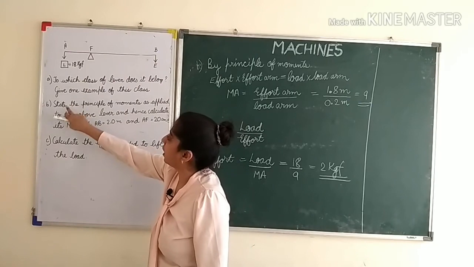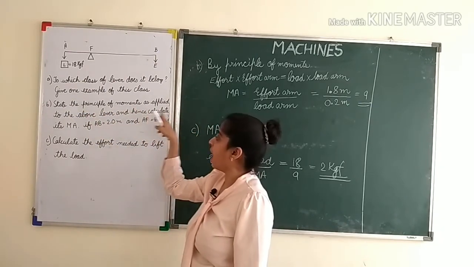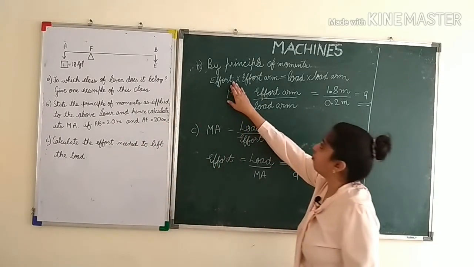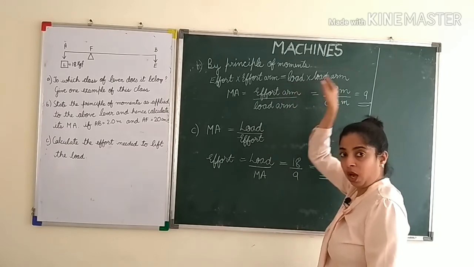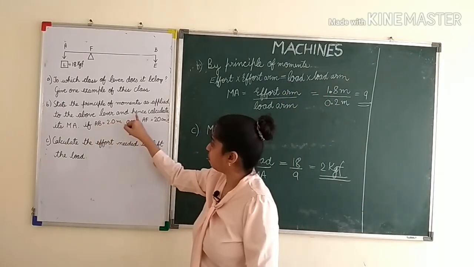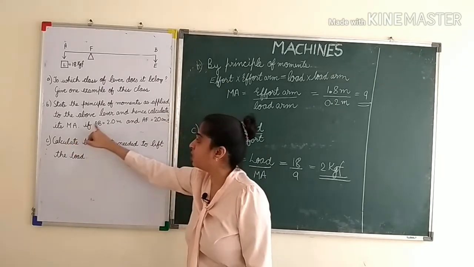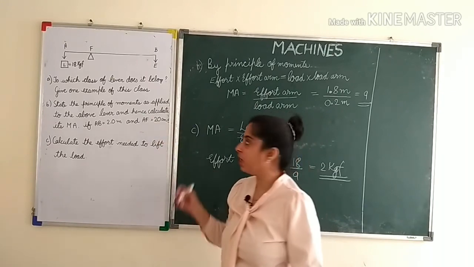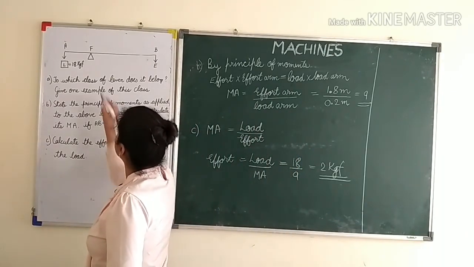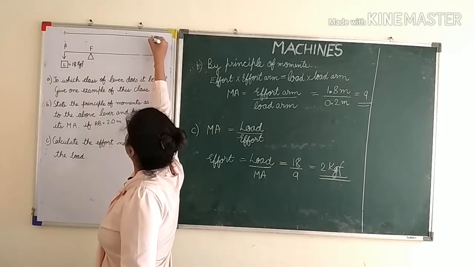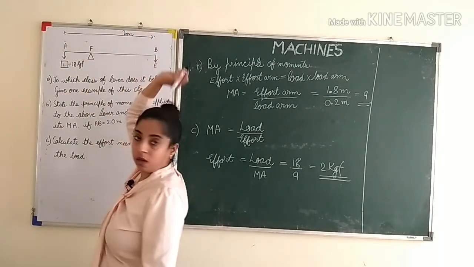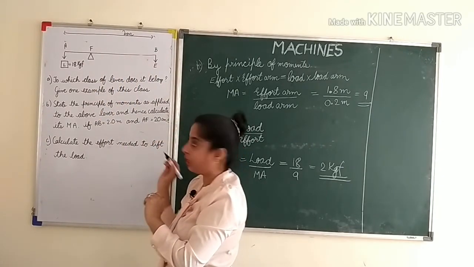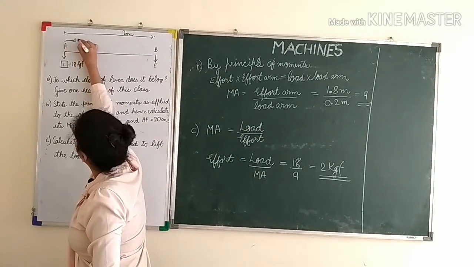Okay. Now second part, state the principle of moments as applied to the above lever. So for any lever, the principle of moment is effort into effort arm is equal to load into load arm. So everywhere you have to write this. Then, and hence calculate its mechanical advantage if AB is 2.0 meter and AF is 20 centimeter. So look here. Here they have shown AB is 2 meter. Okay. And they have shown AF is 20 centimeter. So 20 centimeter is 0.2 meter. So this AF is 0.2 meter.